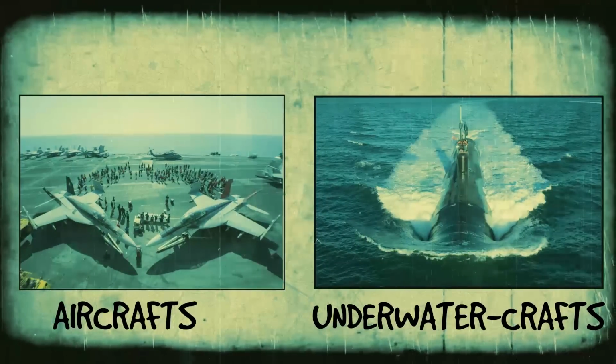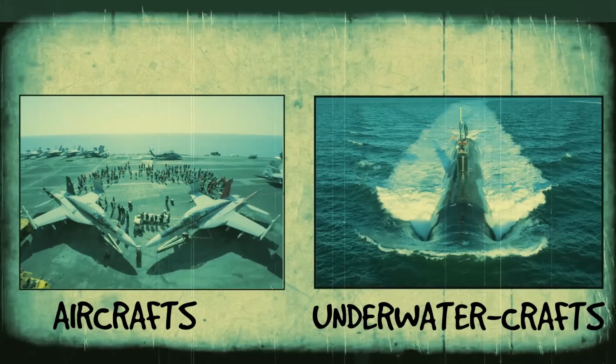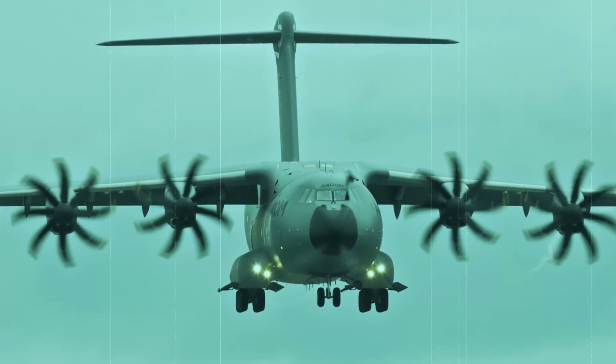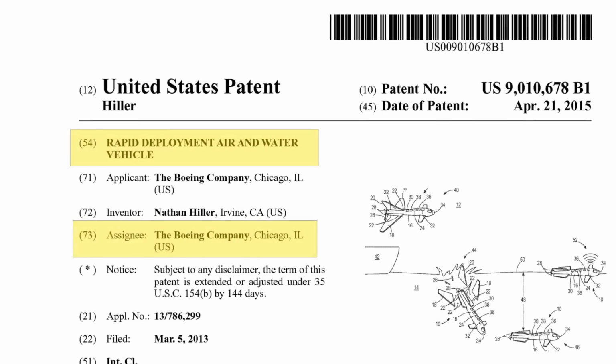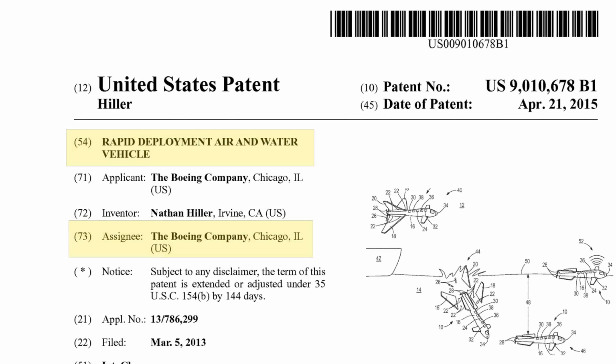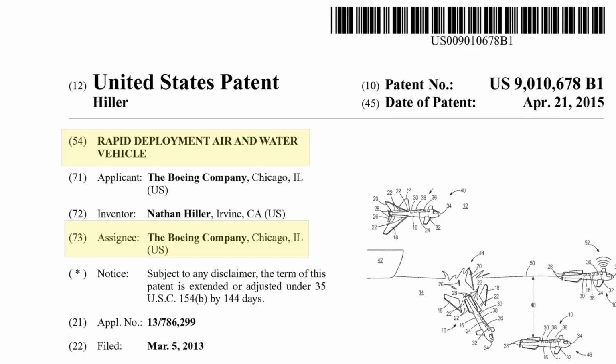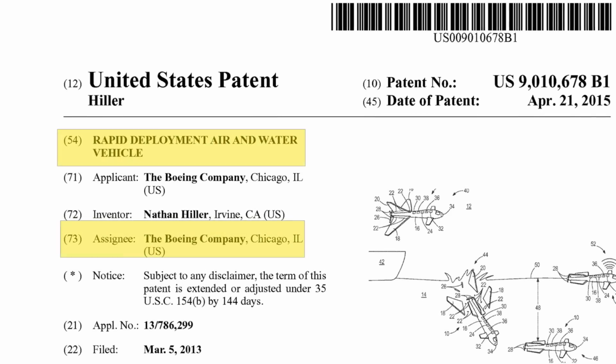Aircrafts and underwater crafts are different kinds of creatures. One is efficient at flying, the other at swimming. But Boeing's submersible drone aims to be efficient at both. The drone described in the patent achieves this by physically transforming from an aircraft to an underwater craft.